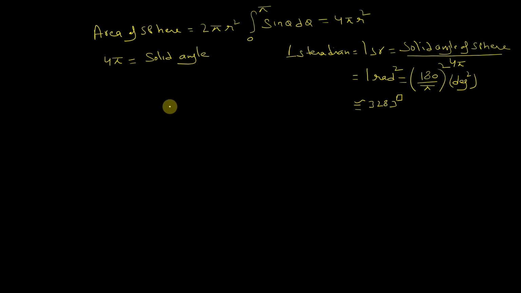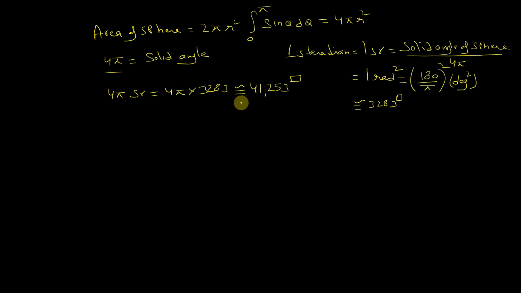Now this is the 1 steradian. If you want to find out 4 pi steradian, just multiply. That will be equal to what? 4 pi into 3283, which is approximately equal to 41253 square degrees. And this is the solid angle in a sphere.